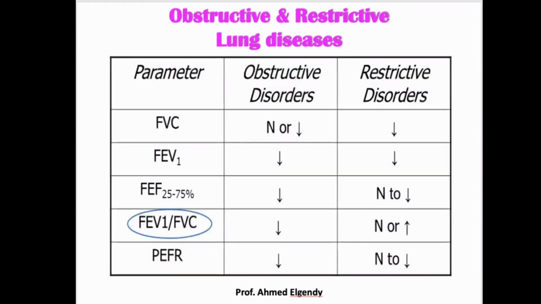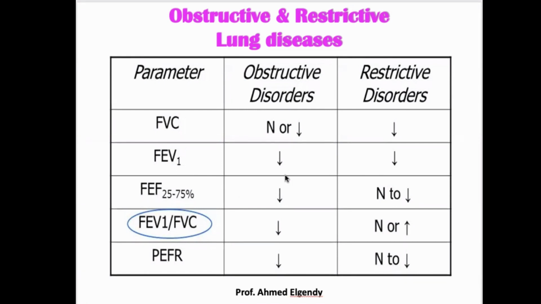So here is the chart for the difference between obstructive and restrictive lung disease. Forced vital capacity, FVC: in the obstructive, it could be normal or decreased. In the restrictive, it is decreased. FEV1: in the obstructive, decreased. In the restrictive, also decreased.